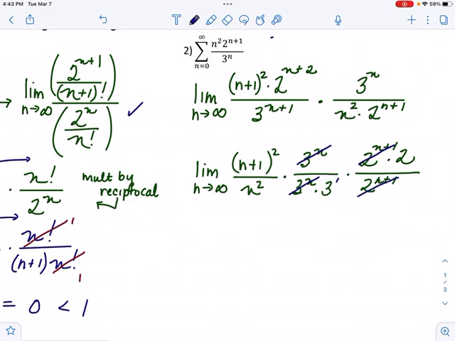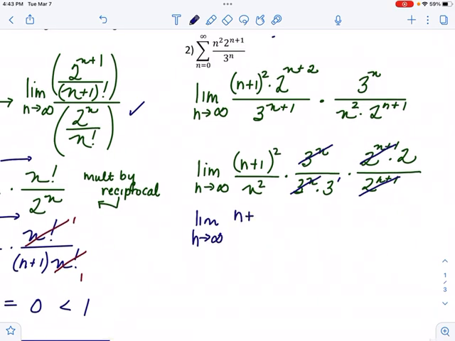They cancel. So then it turns out I get the limit as n approaches infinity of n plus 1 squared. So why don't we just go ahead and square that? Pretty easy just to square to get n squared plus 2n plus 1, and that would be over n squared.